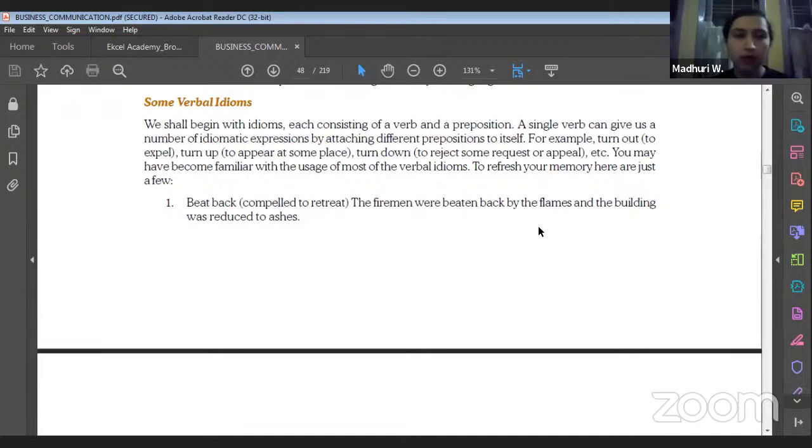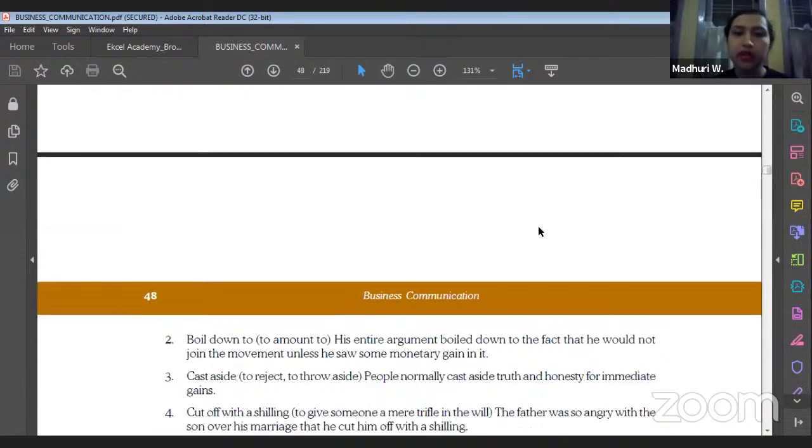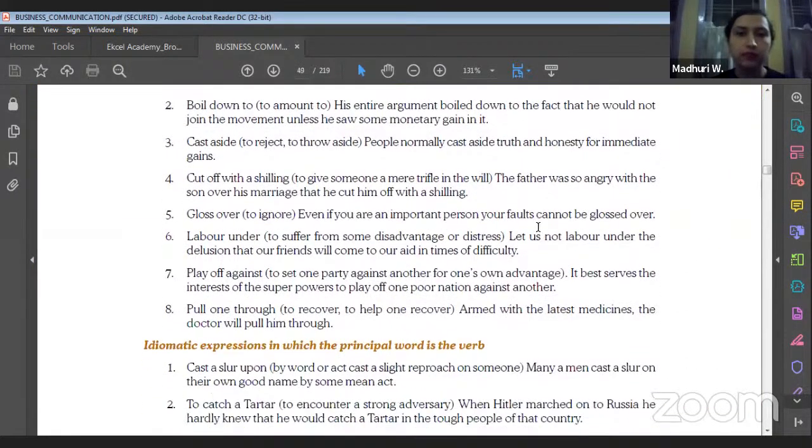So this is important. Try and memorize idioms and phrasal words, right? Like boil down to means amount to. Cast aside is to reject or to throw aside. Cut off with a shilling means to give somebody a mere trifle in the will. Gloss over is to ignore. For example, even if you are an important person, your faults cannot be glossed over. It cannot be overlooked. It cannot be ignored.